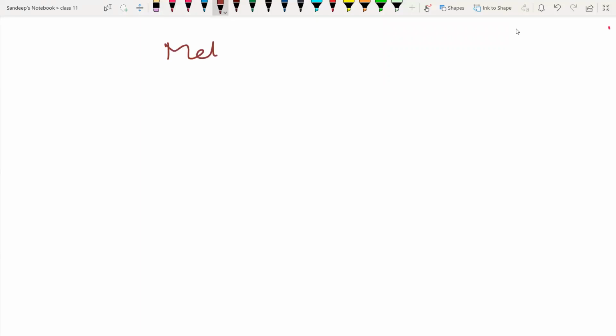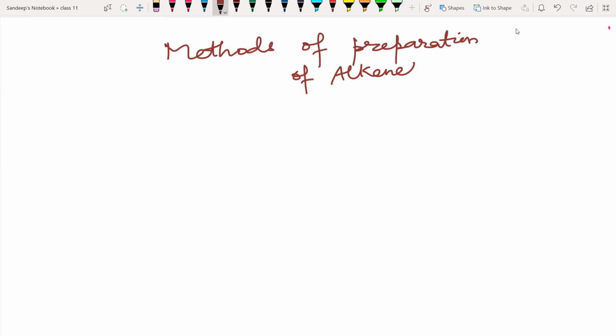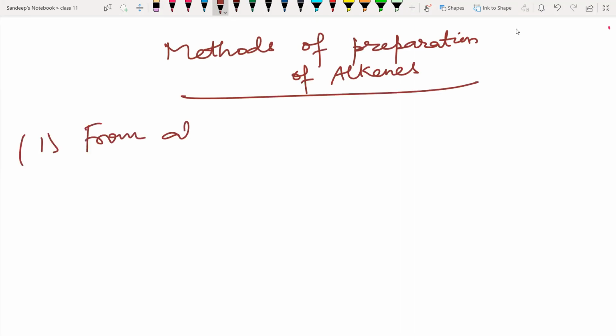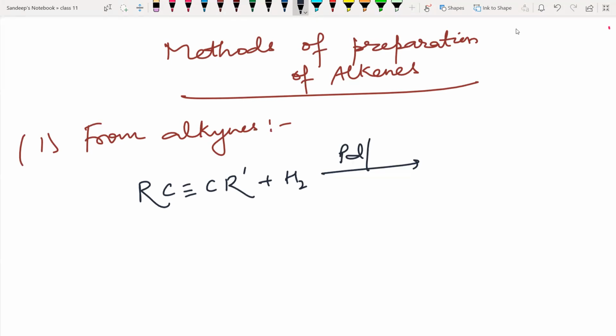Now, methods of preparation of alkenes. So first method is from alkynes. You take an alkyne, treat it with hydrogen in presence of palladized charcoal. This partially deactivated palladized charcoal is known as Lindlar's catalyst.